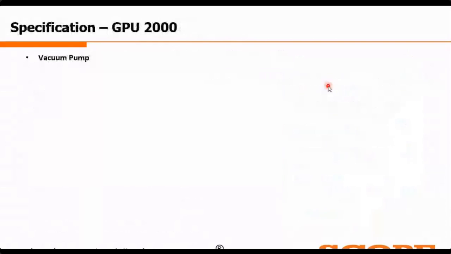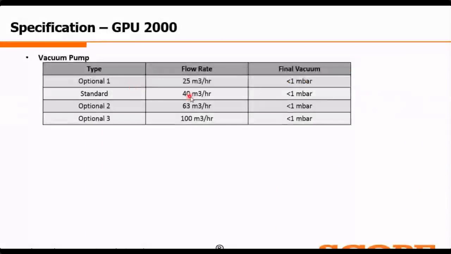If I'm talking about the specification, we are giving quite a few options in the vacuum pump. The standard vacuum pump is 40 meter cube per hour. The final vacuum is the same for all these options. We also have 25 meter cube per hour, and for the large 765 kV GIS, where the volume is quite large, we have a 100 meter cube per hour vacuum pump, which will quickly do the vacuum of the large compartments.